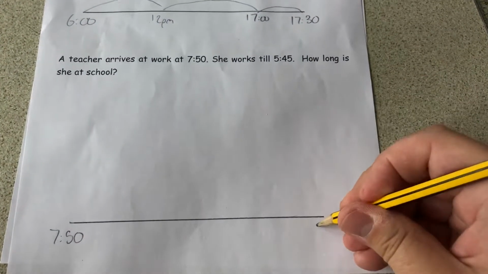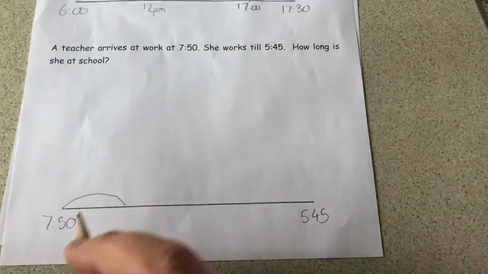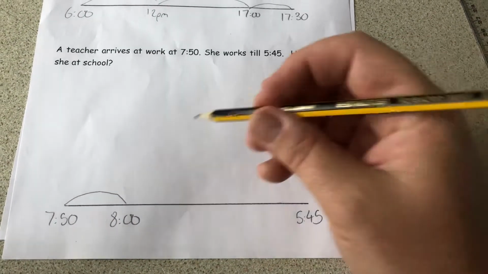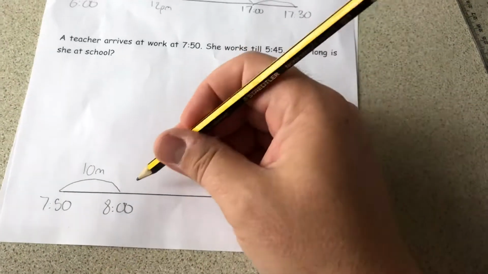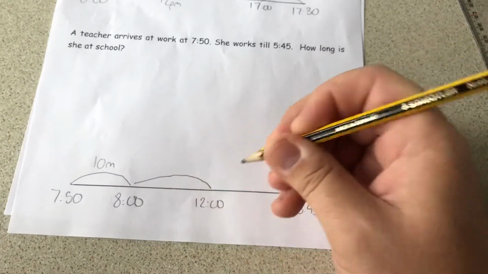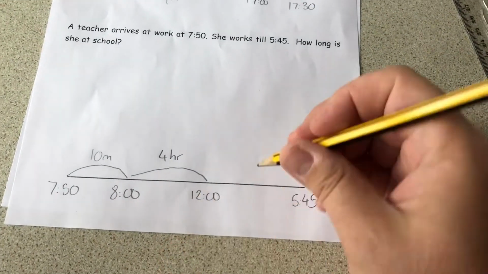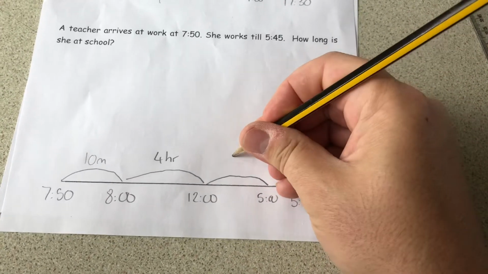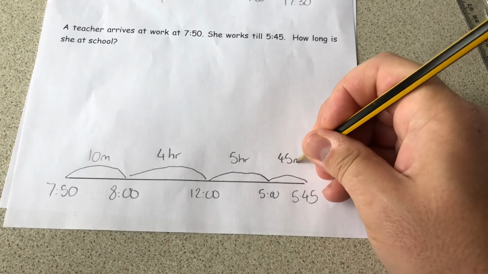7:50, 5:45. So I'm going to jump this time. I'm going to go to my nearest hour. So I'm going to go to 8 o'clock. So that takes me 10 minutes. From 8 o'clock, I'm going to go up to 12. That'd be 8, 9, 10, 11, 12, 4 hours. From 12, I'm going to go to 5. That's another 5 hours. And from 5 to 5:45 is 45 minutes.